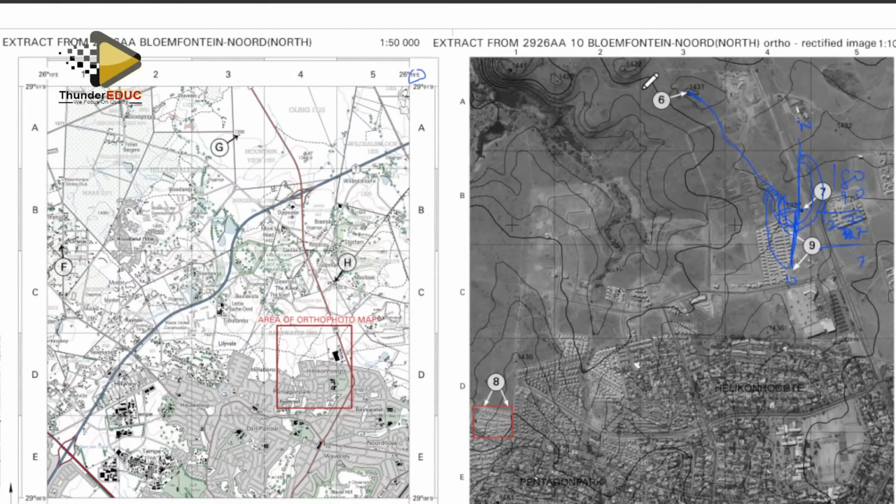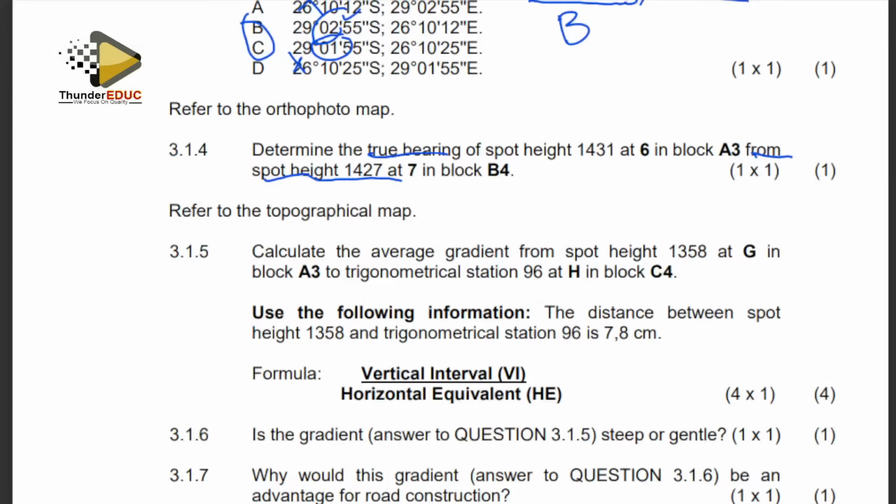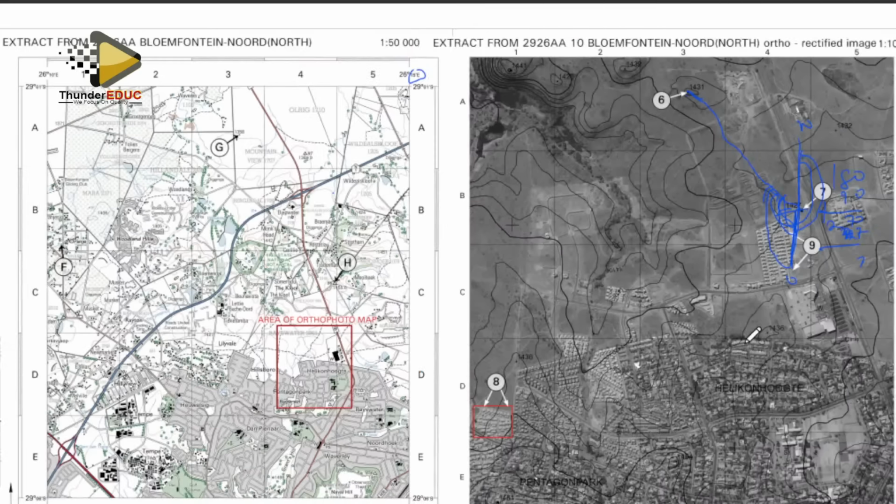All I want you to know is which one is the starting point. In this question, they say from this spot height at 7. So that means 7 is the starting point. So you start from 7, going where? Going this way. So at 7 is where you draw your true north. But you start by joining these two places with a straight line. So you measure clockwise from here to the line that is joining the two places. So from here to here is 180, then plus this section here. The answer you are going to get will be the true bearing.